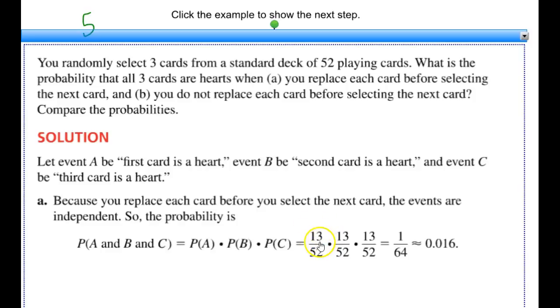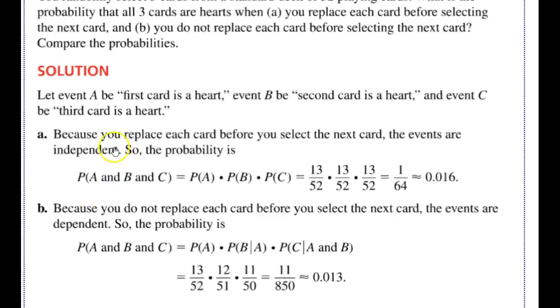I know that there are 13 total hearts out of my deck of 52 cards. So my probability of drawing a heart first is 13 out of 52. And then I put it back. I have the same probability of the second one being a heart, and I also have the same probability for the third one. So now I just multiply all those, and I end up with 0.16. So let's look at part B.